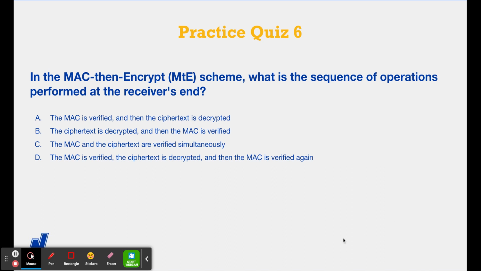So the correct answer for this one is B. That's just because in the MAC then encrypt MTE scheme, upon receiving the message, the recipient first decrypts the message, then verifies the MAC. This sequence is essential to the MTE method and distinguishes it from the other two schemes.